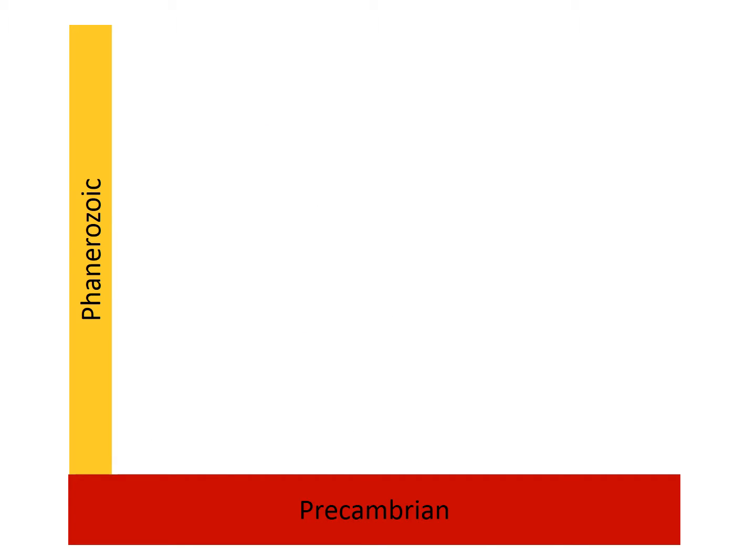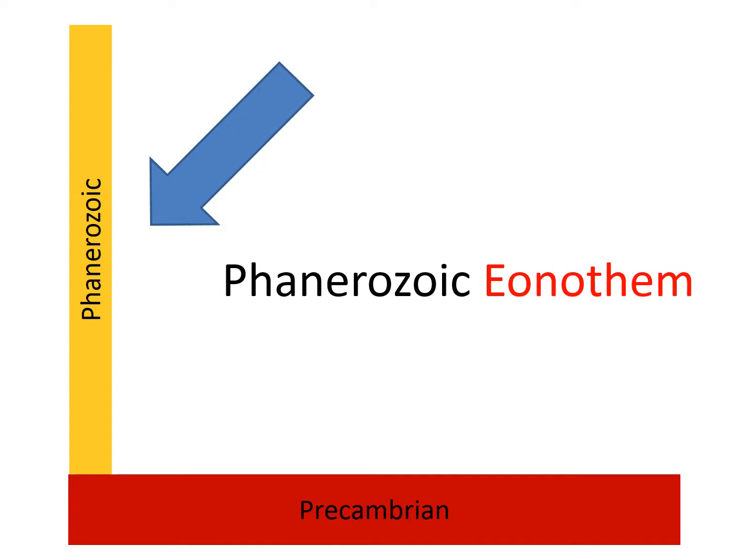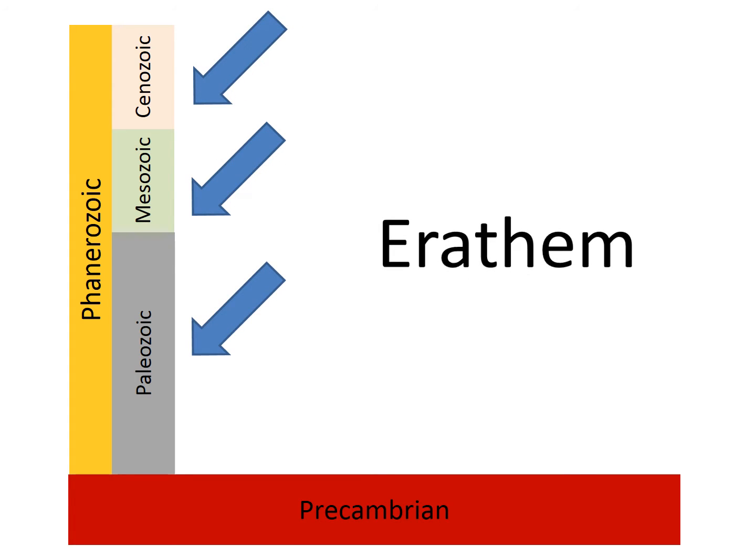You already learned that the Phanerozoic is the name for all the layers above the Precambrian. The unit we use to describe this interval of the geologic column is eonothem. So this interval is called the Phanerozoic eonothem. You already learned that the Phanerozoic eonothem is divided into three smaller sections: the Paleozoic, Mesozoic, and Cenozoic. The word we use to describe each of those sections is erethem.